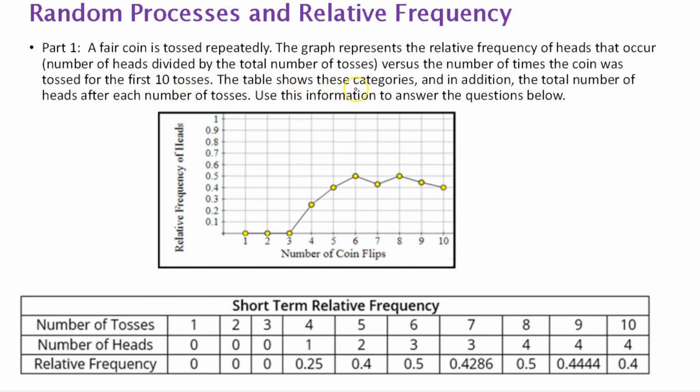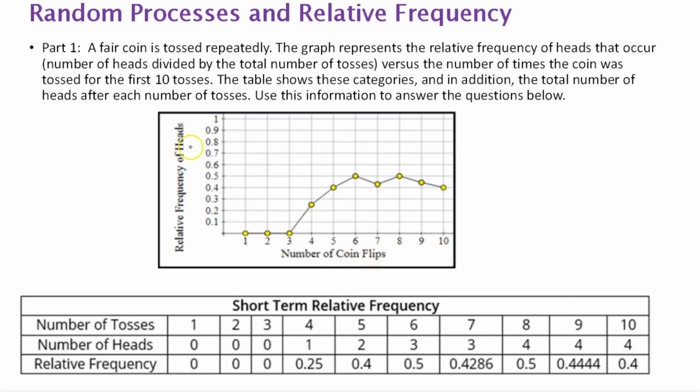The table shows these categories, and in addition, the total number of heads after each number of tosses. Use this information to answer the questions below. So before we look at the questions, let's just take a look at this graph and this table. Notice the horizontal axis has the number of coin flips, and the vertical axis has the relative frequency of heads. And the relative frequency ranges from 0 to 1, because since it's a relative frequency, this is the number of heads divided by the total number of coin flips.